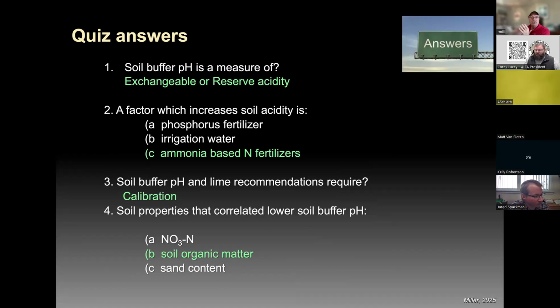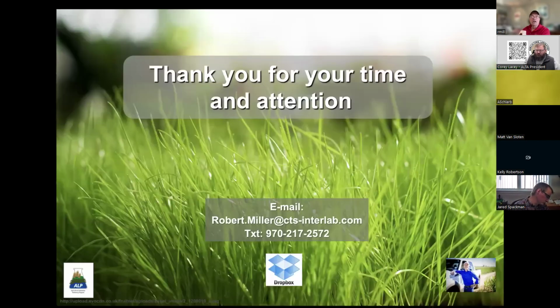Soil buffer pH lime recommendations require, the answer is calibration. You can't move forward unless you know what methods have been calibrated. And then lastly, the soil property that is correlated with lower soil buffer pH is organic matter. And I think I showed that very dramatically in that one slide of the ALP database. So with that, I'm going to take time for questions.